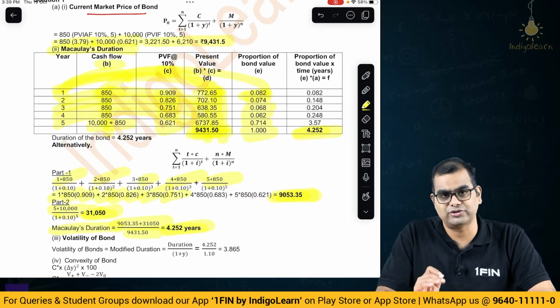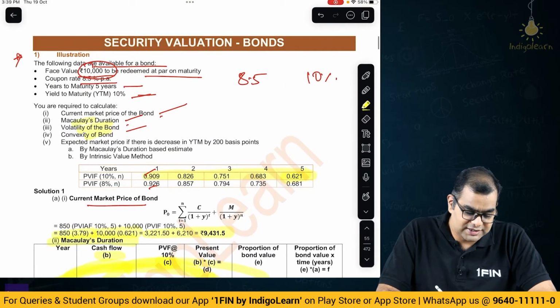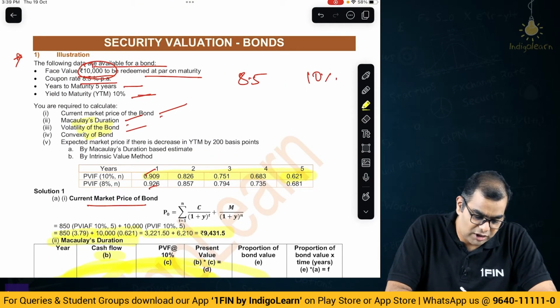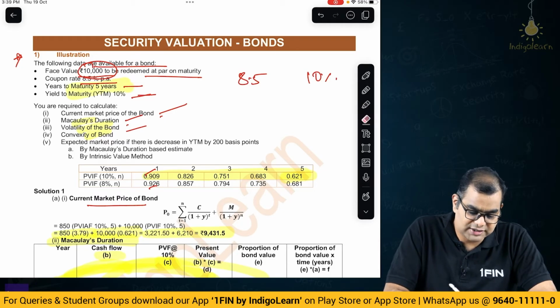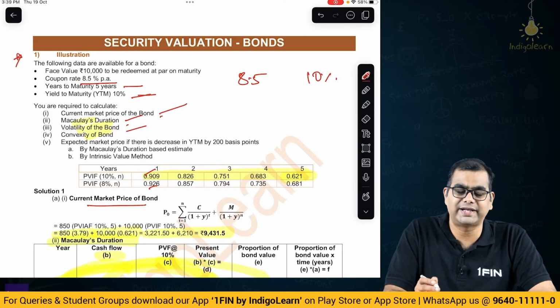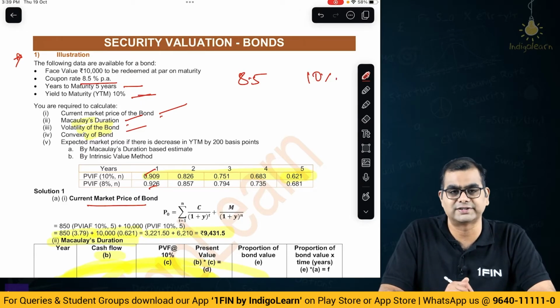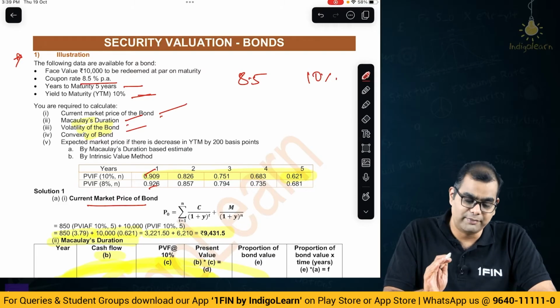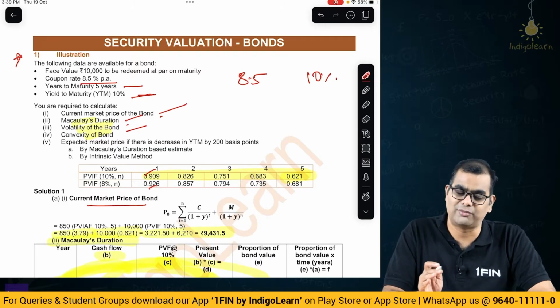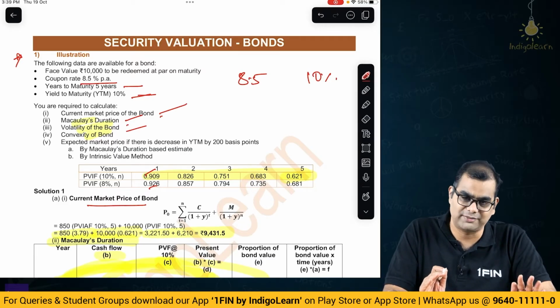This is known as Macaulay duration. So even though the bond's life is 5 years, what is evident from this is that the time it takes for you to recover the cash flows in present value terms is actually only 4.25 years. So this bond has duration lesser than its maturity. Almost all bonds will have duration less than maturity only.